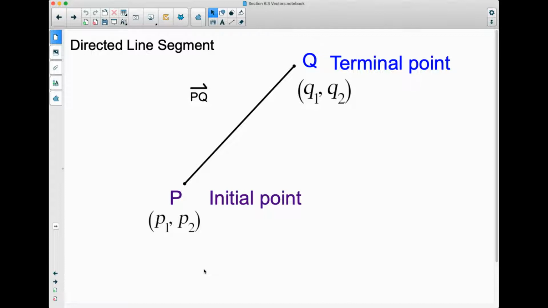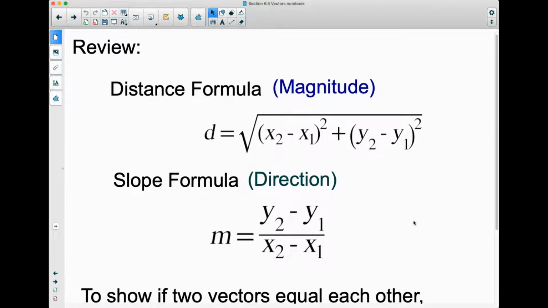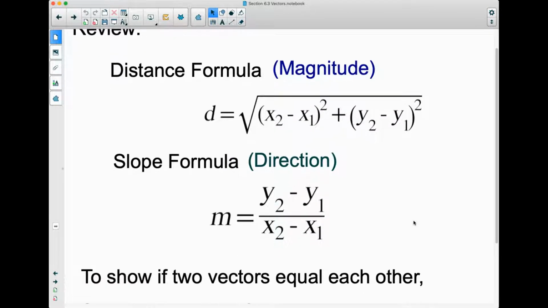Okay. So the good news is this is nothing you haven't done before. You're like, I've never seen a vector. I've never done a vector. What do you mean I've never done this before? Or I've done this before. Remember good old slope and like the distance formula? That's what we're doing.